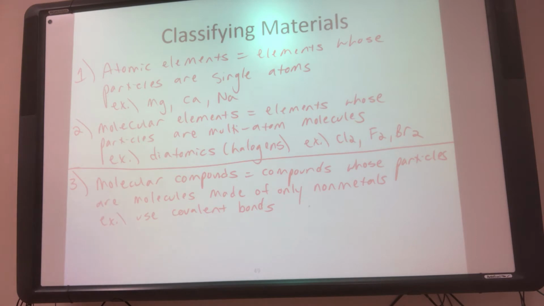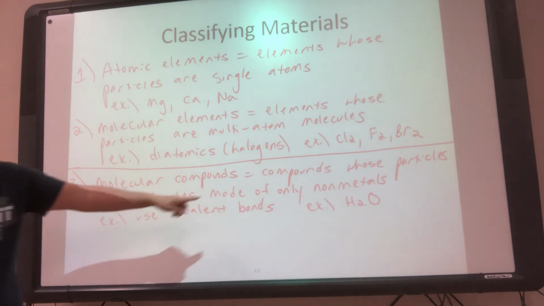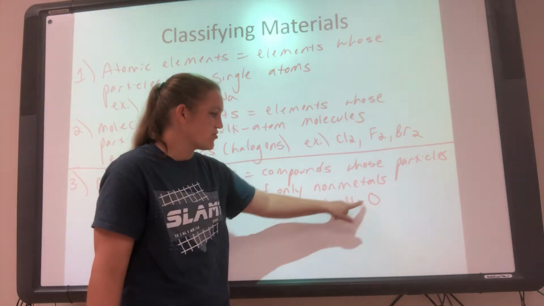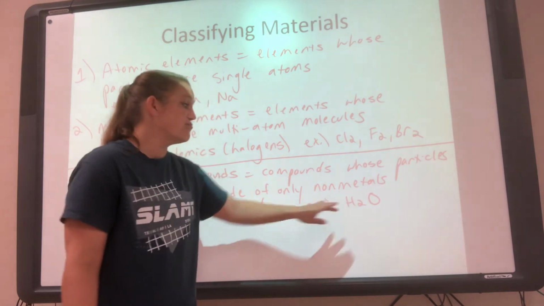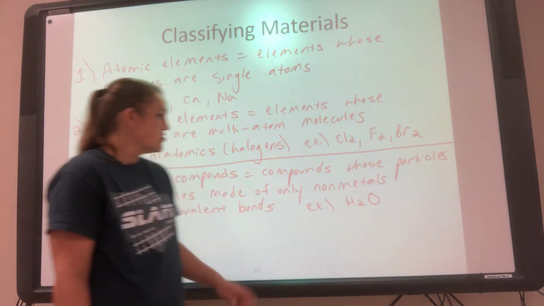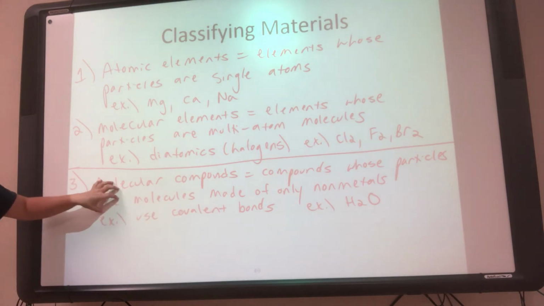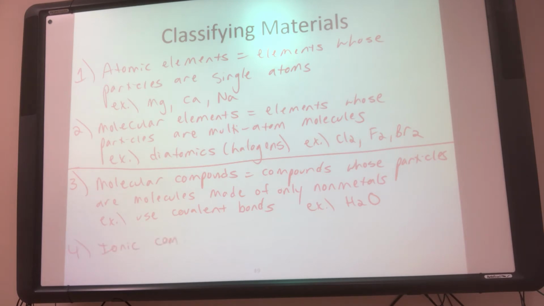So an example of this would be water. Because water is hydrogen is a nonmetal, oxygen is a nonmetal, so they're all nonmetals, and it's more than one element, so it makes it a molecular compound. Okay? So this is our second group for this chapter that we haven't covered yet. We're starting to cover it now. And then the last one we've already done, ionic compounds. These are the ones that we just finished.